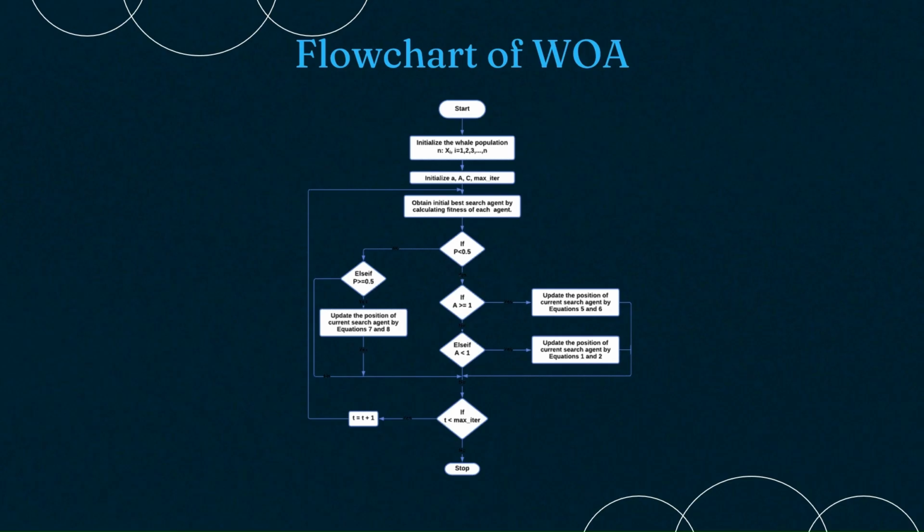Finally, this page gives us the flowchart of the whale optimization algorithm. This flowchart visually summarizes everything. We start the algorithm, initialize the whale population, evaluate the fitness, update each whale using A, C, and a random parameter P, choose between spiral, encircle, and exploration, check whether the termination condition is met, and finally return the best solution. The flowchart clearly shows how the algorithm repeatedly cycles between exploration and exploitation until it converges to an optimal solution.